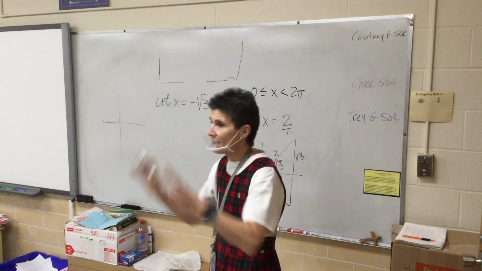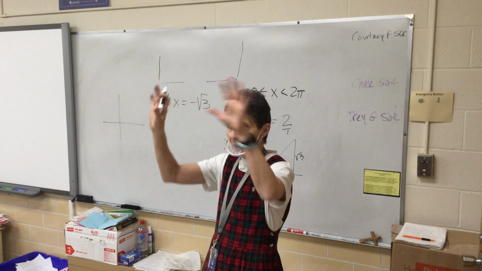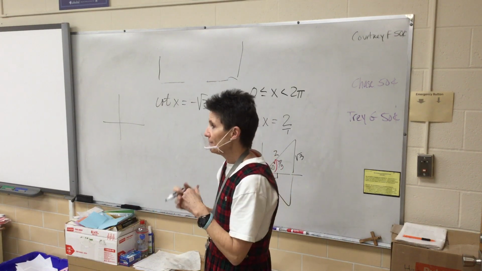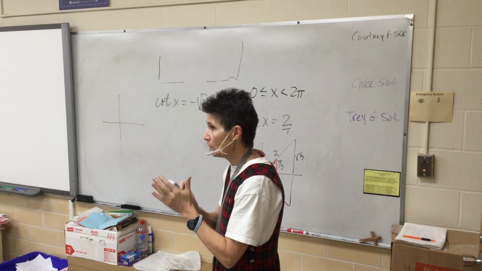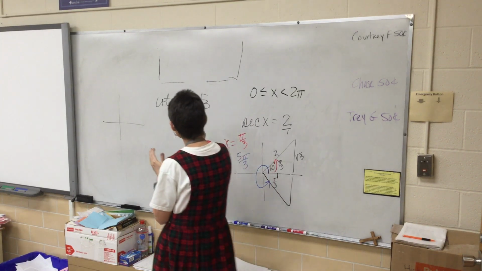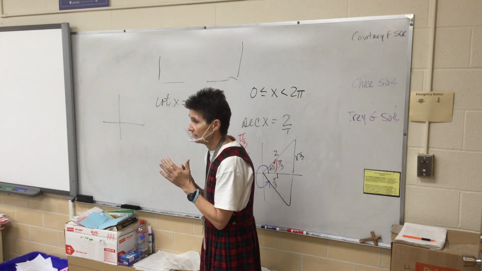So cotangent is negative √3. All right? So cotangent is negative √3. Now again, you have the same 4 triangles as options, but you got to figure out where it would be appropriate because the cotangent has to be negative.